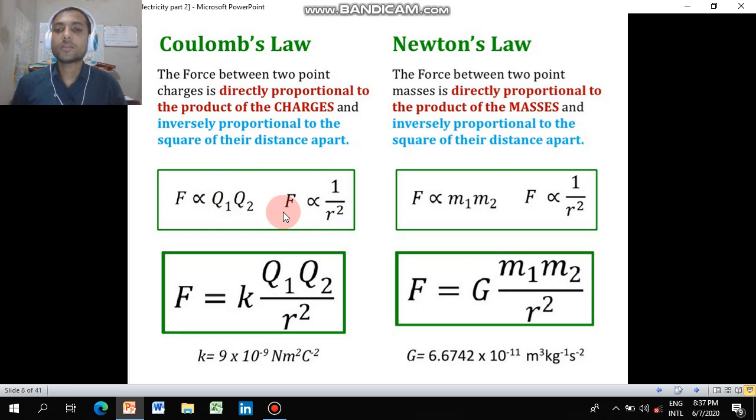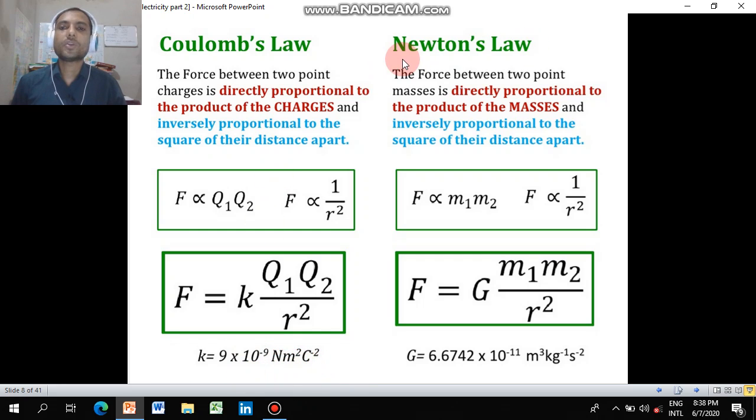Now combining these two equations, we get F equal to K into Q1 Q2 by r square. Here K is the constant of proportionality and it has a value of 9 into 10 to the power 9 Newton meter square per Coulomb square.